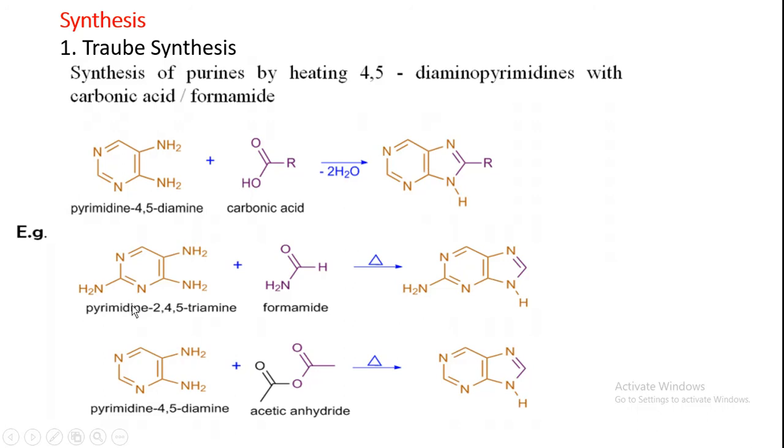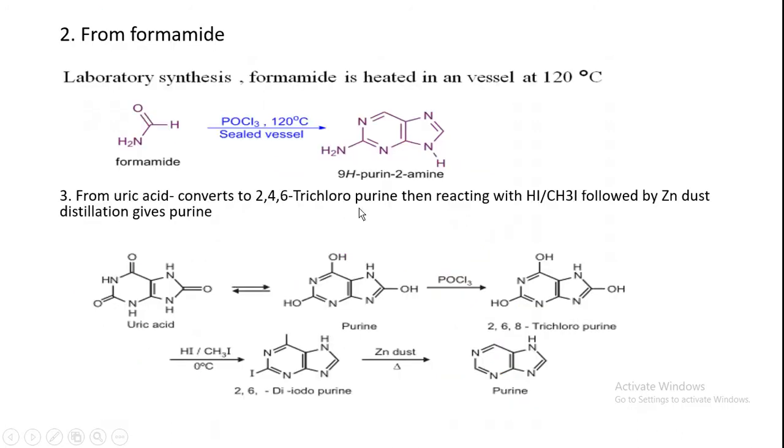Next example, pyrimidine 2,4,5-triamine. You see it is a triamine. With formamide you will get this substituted purine. Another example, with acetic anhydride you can get the compound purine. This is the purine.